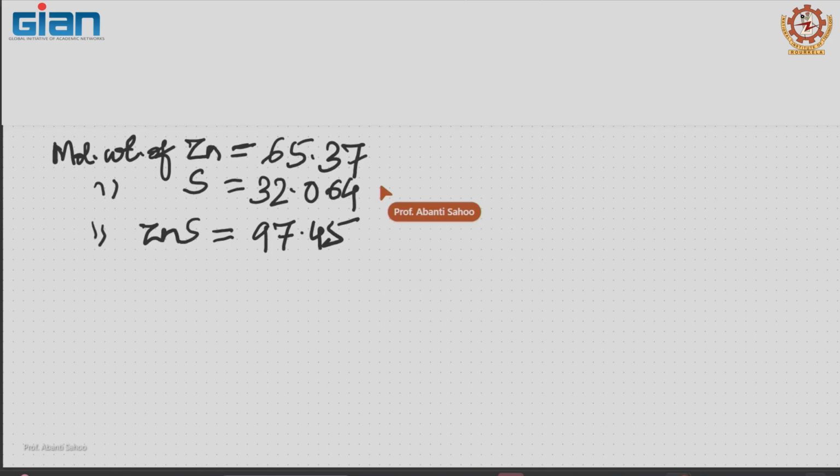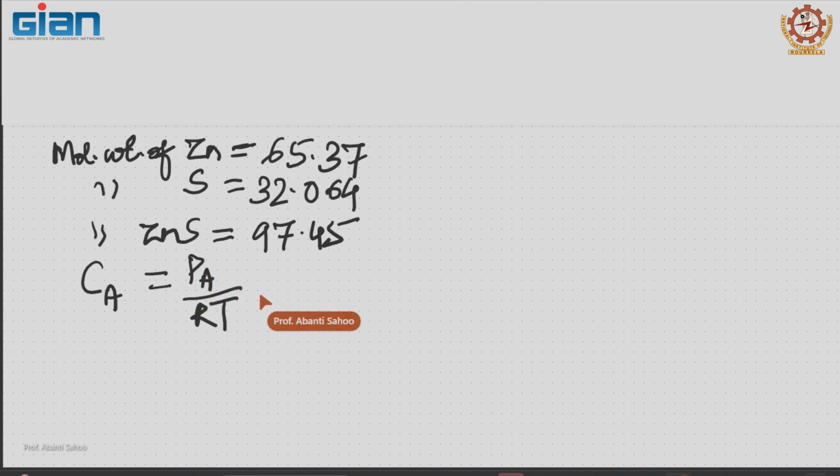So, here we will first calculate the concentration of the gaseous reactant C A, because the question mentions an atmosphere of 8% oxygen stream. So, concentration will be P A by R T. Here, total pressure, and 8% oxygen is there.